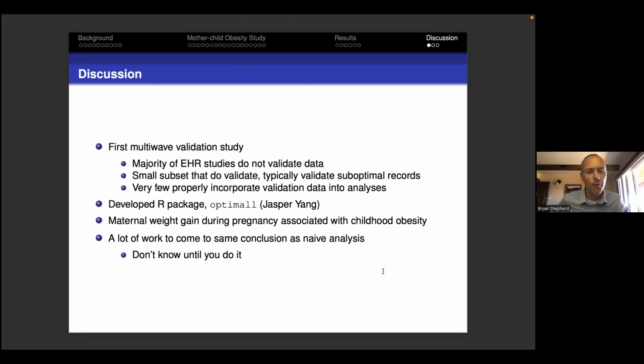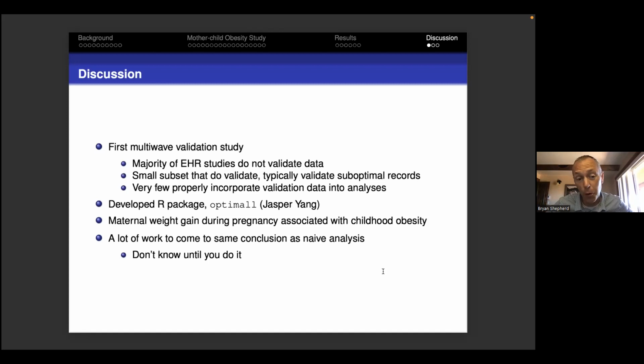All right, just to wrap this up, to my knowledge, this is really the first multi-wave validation study that's attempting to follow some optimal sampling procedure. And so I'm happy with the work that we did. I feel like the majority of electronic health record studies do not validate data, and there's a small subset that do validate data, but they're typically validating suboptimal records for chart review, and very few properly incorporate the validation data into analyses. Often they just do it and perhaps report that.